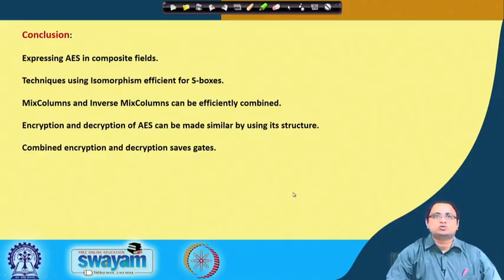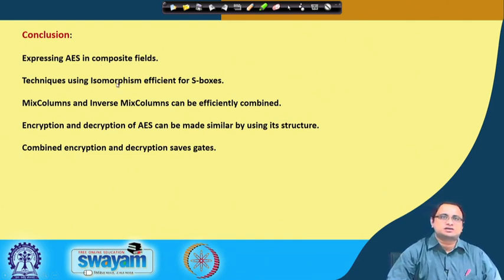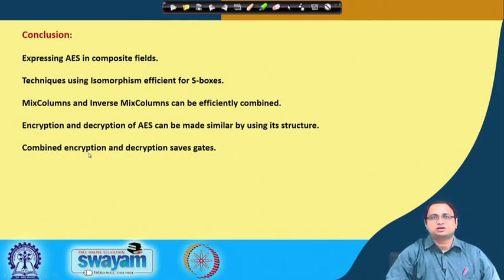To conclude, we have been discussing how we can express the entire AES in composite fields. We have discussed techniques using isomorphisms which are efficient for SBoxes. We have discussed how we can efficiently combine the mix column and the inverse mix column operations. We have discussed how encryption and decryption of AES can be made similar by using its structures. And finally, we have discussed the general observation that when you are combining encryption and decryption, it saves valuable gates.